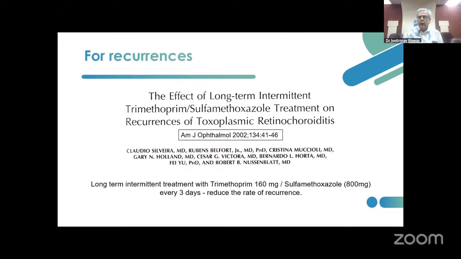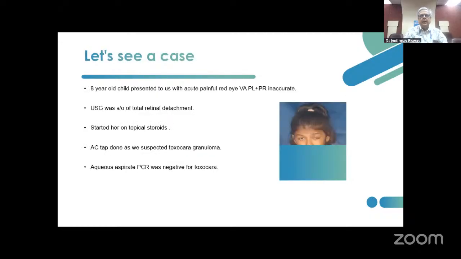I do give it to all patients of congenital toxoplasmosis, children in particular, and where the lesion is close to the macula. If a new lesion occurs, they will lose the vision. So to prevent the vision loss, I give that prophylactic treatment, Bactrim DS 1 tablet twice a week.